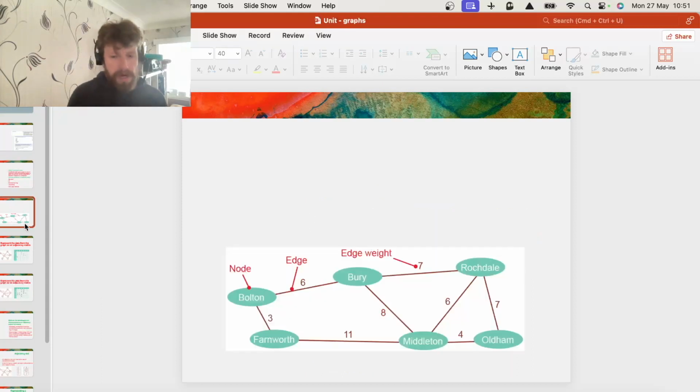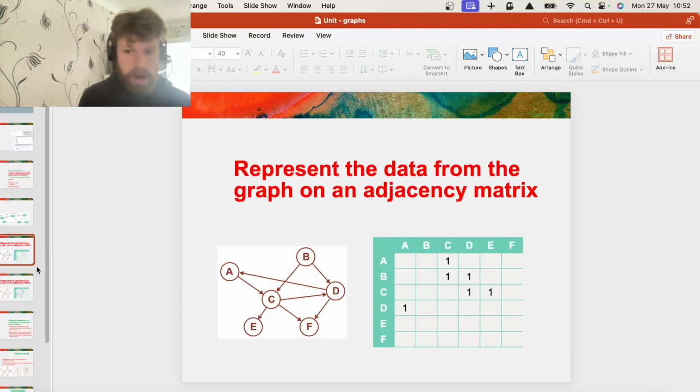Now, we'll have a look at this picture. So you've got the nodes or vertices here. We've got the edge. We've got the weight of how long it's going to take to get from one place to another, in this particular case going from Bolton to Bury, and this is just what you're looking for. Now, a more complex question they're going to ask is to get you to represent the data in what's called an adjacency matrix.